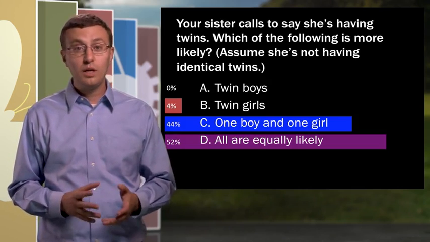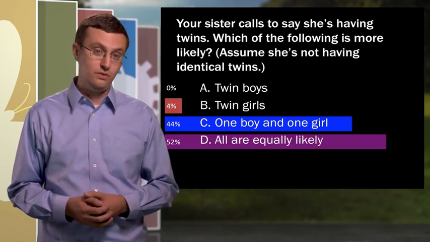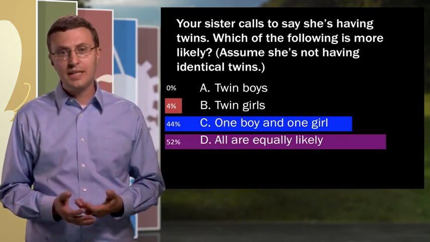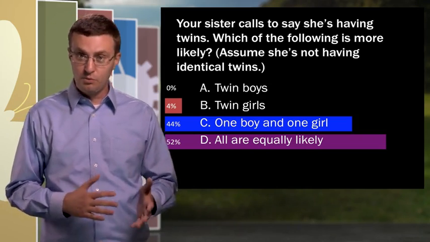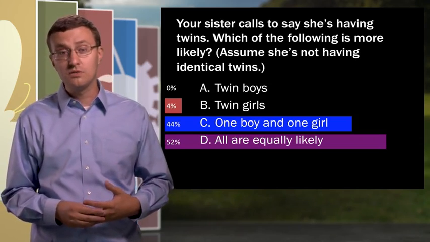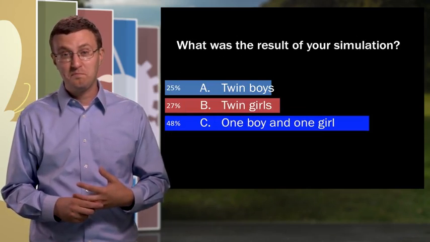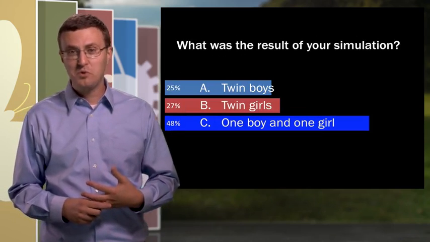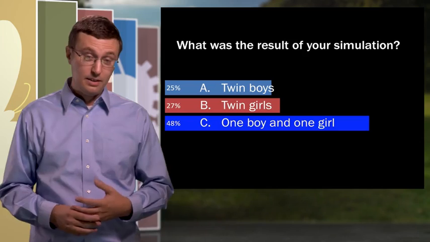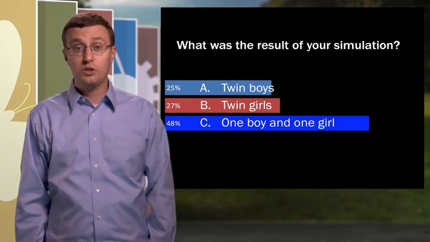We hear from the one boy and one girl proponents, and we hear from the all are equally likely voters. Then we run a simulation. I ask each student to take out a coin and flip it twice, heads for boys, tails for girls. I ask the students to report their results using their clickers, and we get a bar graph something like this. At this point, it's pretty clear that the three possible outcomes aren't all equally likely. In fact, the most likely outcome is that you'll have one boy and one girl.